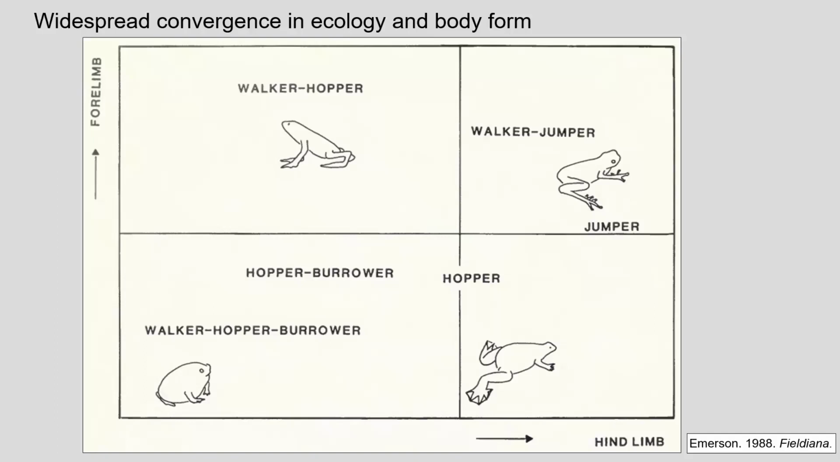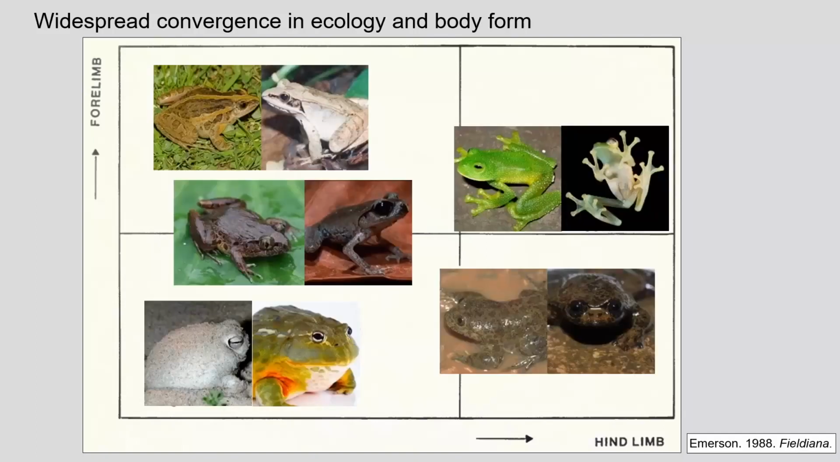So this is just a sort of a classic diagram that appeared in a paper in the late 80s. And it showed in a cartoonish way these differences between, if you have really long arms and really long legs, they tend to be these jumping frogs, tree frogs. Things that tend to have really short legs and arms are these burrowers, and then there's everywhere in between. And what's kind of neat is if you look across frogs, you find plenty of examples of this.